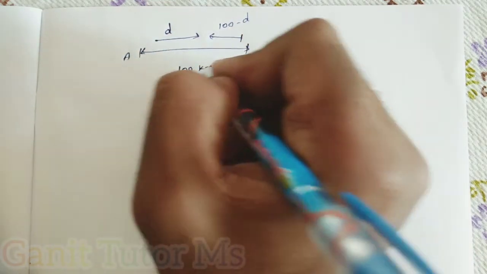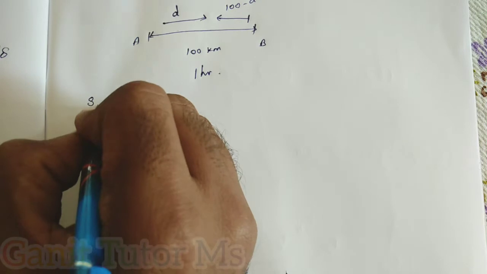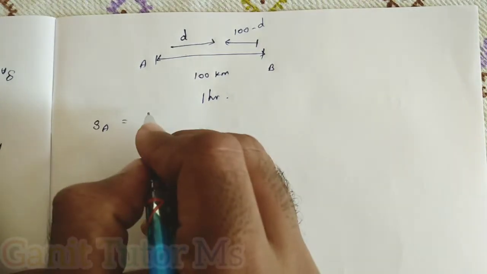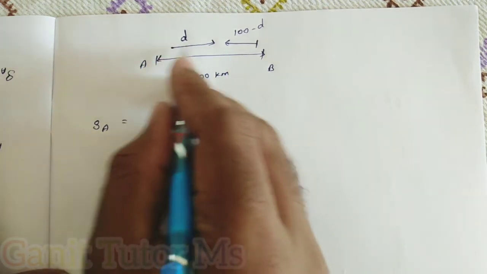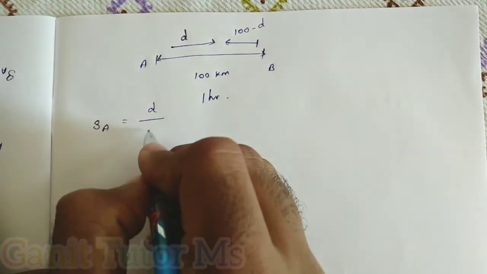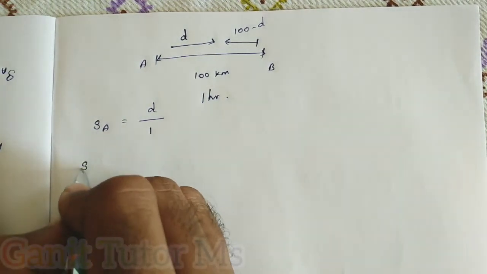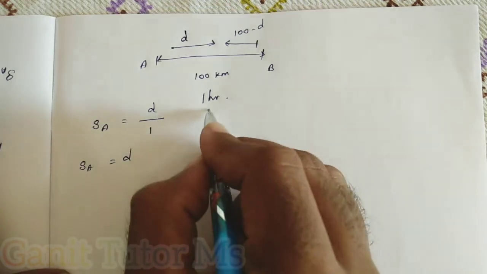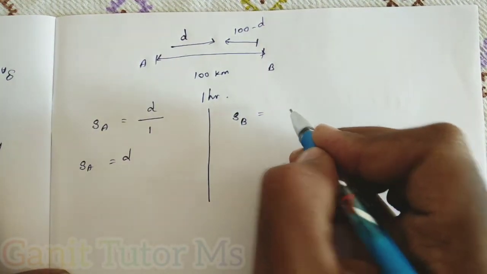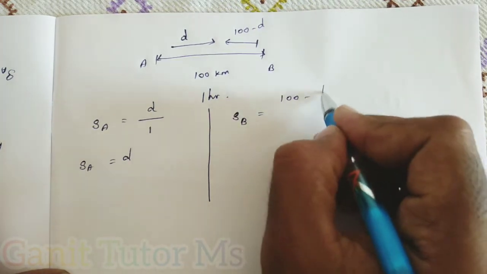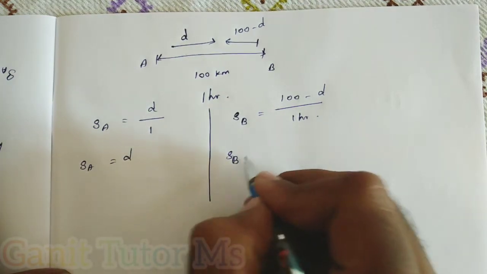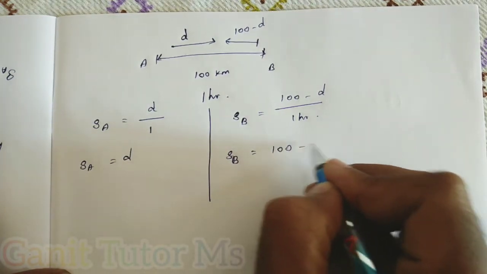Real clear? So, next step, now we can find SA, that is the speed of car A, equal to distance traveled by time taken. The distance traveled is D, so D by time taken, 1 hour. Now, SA equal to D. Second one, SB, that is the speed of car B. It traveled distance 100 minus D in time 1 hour. So, next step, SB equal to 100 minus D.